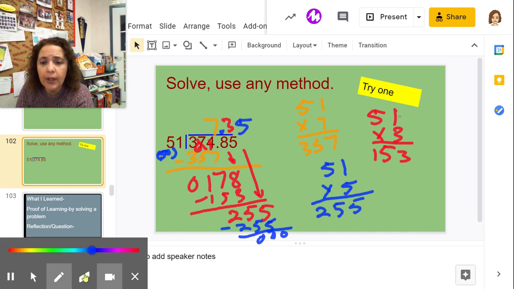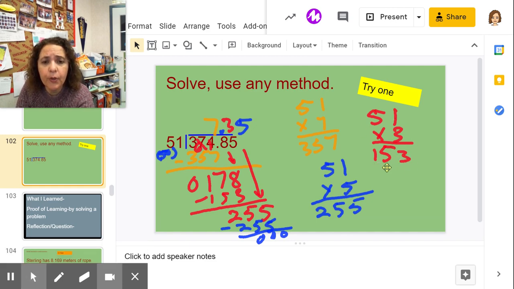So I did 51 times 3 over here. And that gave me 153, subtracted my 153. That gave me 25. 25 is less than 51. So then I brought down my 5, 51. 50 goes into 25 5 times. I did 51 times 5. That gave me 255, and it's exactly what it was. Then I brought up my decimal, right?